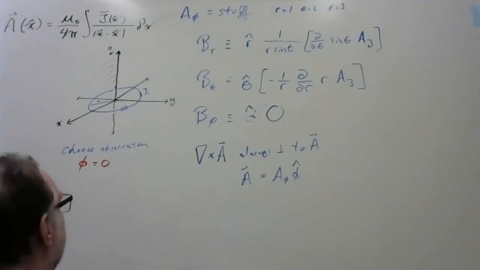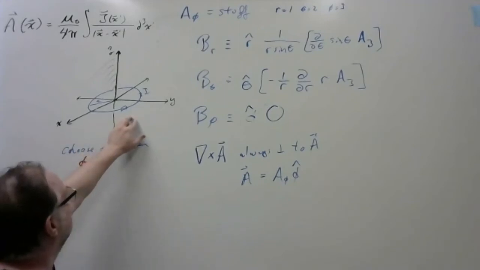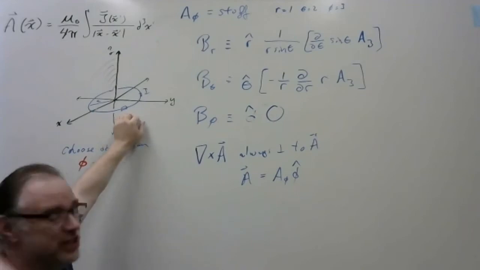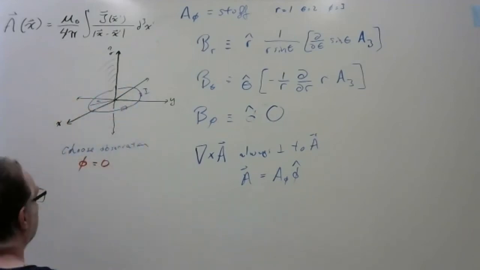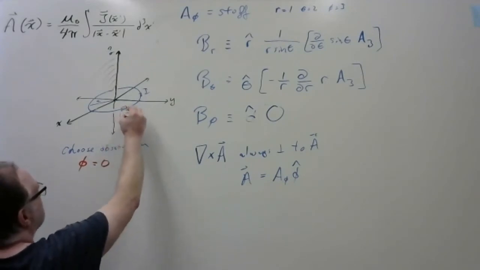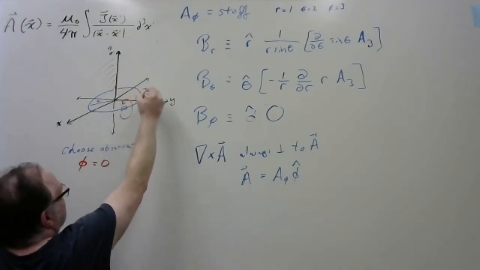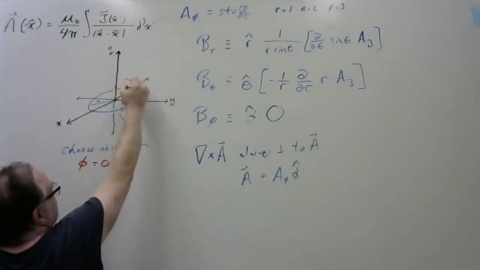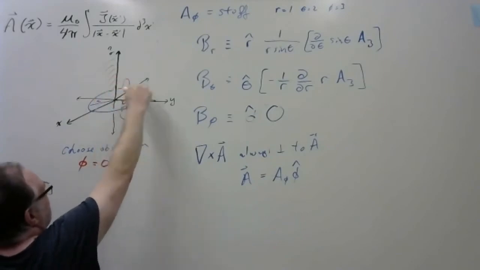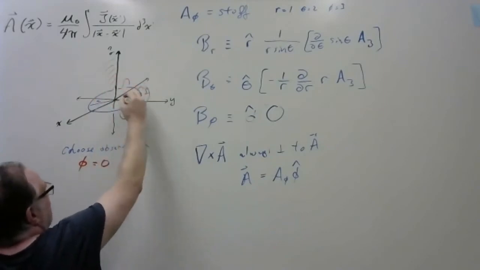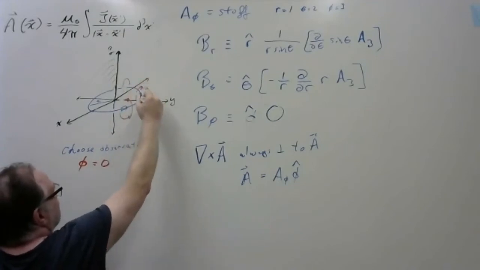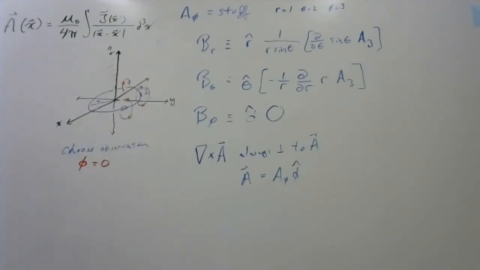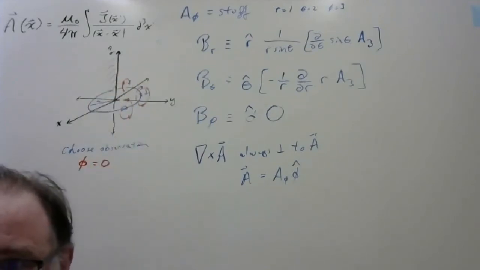The other way to see that is that the current is always going to make magnetic fields perpendicular to it. This current flows in the phi direction, so it's going to make loops in the R and Z directions. You see what I mean? Oops, the other way, sorry. Up on the inside, down on the outside, with nothing in the phi direction.